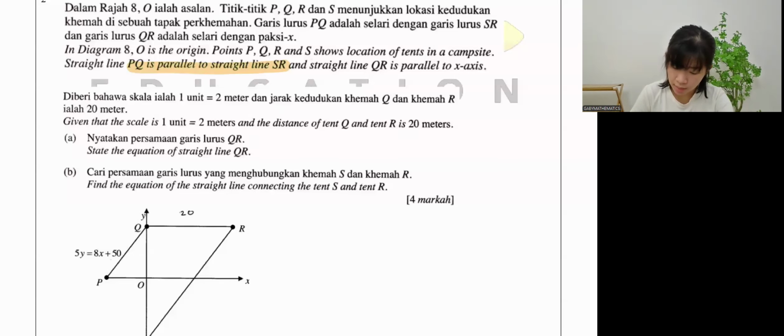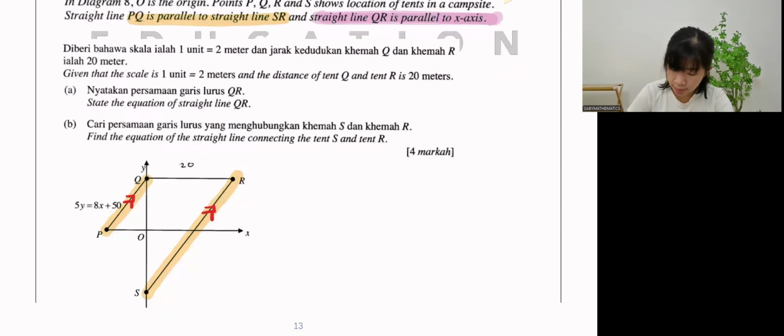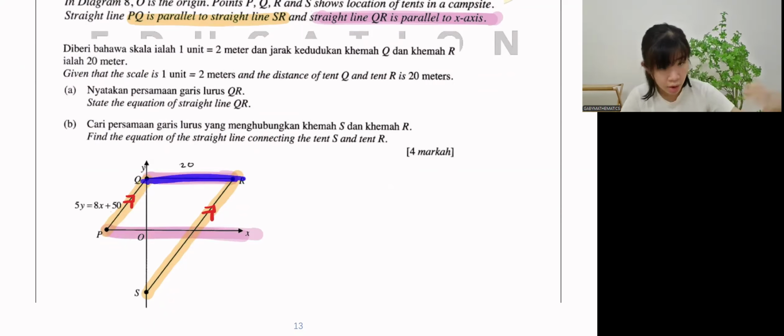PQ, this line is parallel to SR. Okay, if it's parallel, put an arrow, parallel. Parallel, gradient same. Then another information given, QR is parallel to the x-axis. Where is QR? This line, parallel to the x-axis. So what they try to emphasize here is QR is a horizontal line. Not a slant line, a horizontal line.